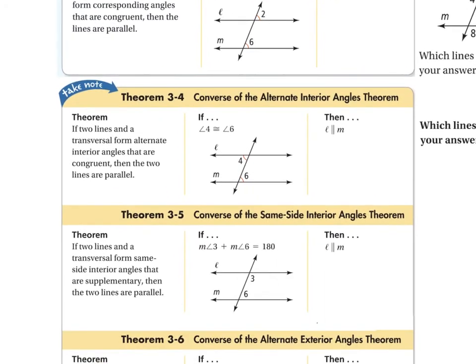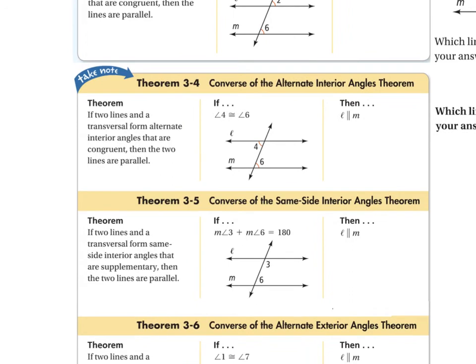The next ones are the theorems. So the converse of the alternate interior angles theorem: if you have a transversal that cuts through two lines and their alternate interior angles are congruent, then line L is parallel to line M.